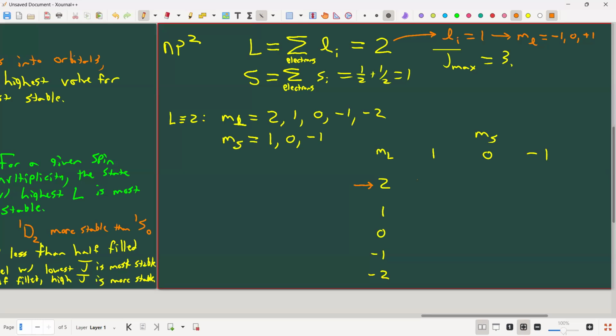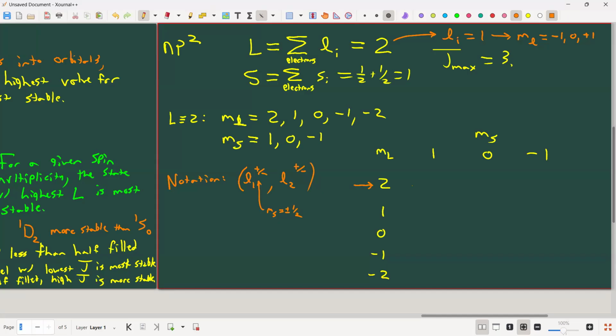I'm going to write my notation for my pair of electrons as l sub 1 plus or minus, depending on whether it's spin up or spin down, and l sub 2 plus or minus. So this would mean m sub S equals plus or minus 1/2. I'll put a plus if it's spin up, and a minus if it's spin down.